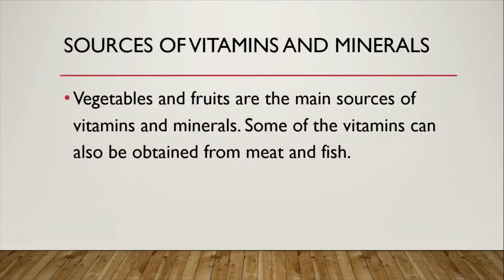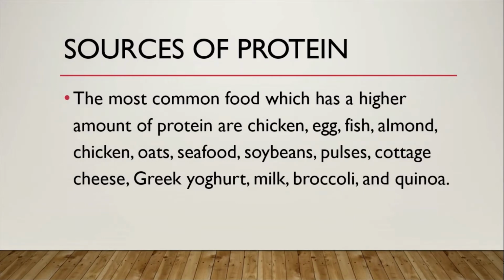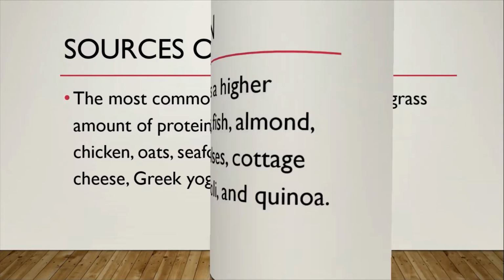Sources of vitamins and minerals. Vegetables and fruits are the main sources of vitamins and minerals. Some of the vitamins can also be obtained from meat and fish. Sources of protein. The most common foods which have a higher amount of protein are chicken, egg, fish, almond, oats, seafood, soybeans, pulses, cottage cheese, Greek yogurt, milk, broccoli, and quinoa.